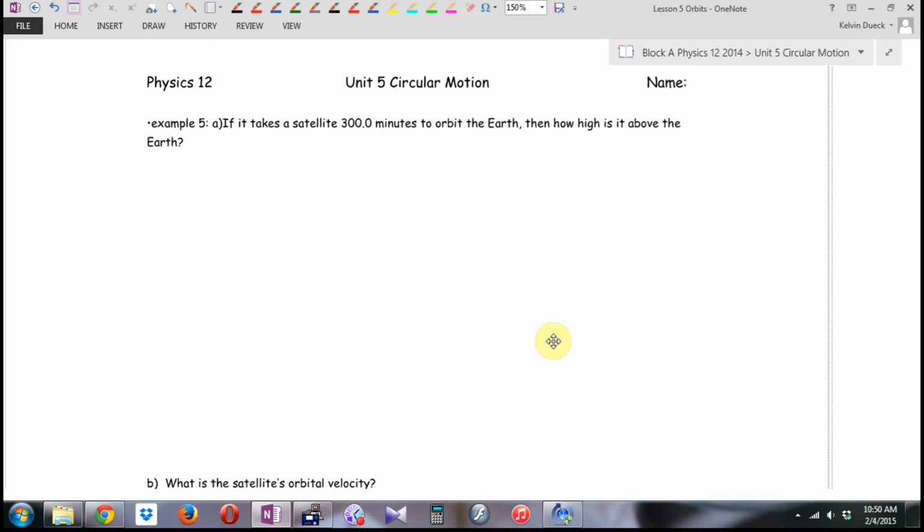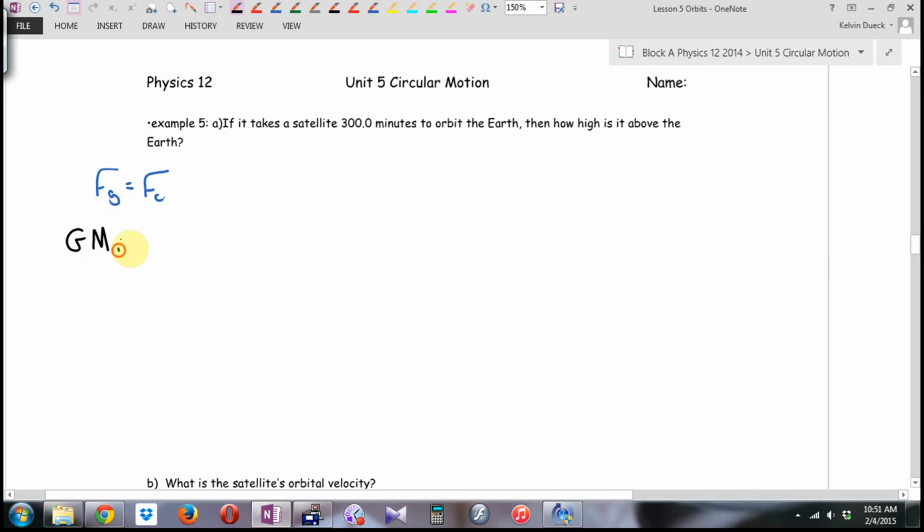Then we start out by saying, gravity is what's pulling me in a circle. I hope you're noticing a common theme here. What I'm really saying is this: if I tell you the orbital radius, or the speed, or the period, I can ask you to find any of the others. Big G, big M, little m over r squared equals m 4 pi squared r over T squared. Hey, a mass cancels. Does an r cancel this time? No.